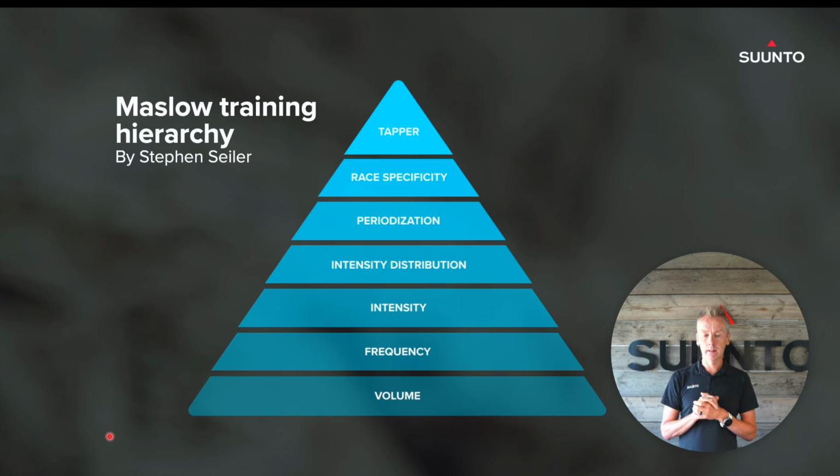researcher in Norway who many years ago already illustrated this type of hierarchy of training, where the idea is that if you want to do proper progressive training, make sure that the foundation is strong. So basically that you have enough training volume, frequency and intensity there. And when you start to worry about topics like what's my intensity distribution or how do I periodize my training, it has less impact on your performance if you haven't done enough work on the lower part.